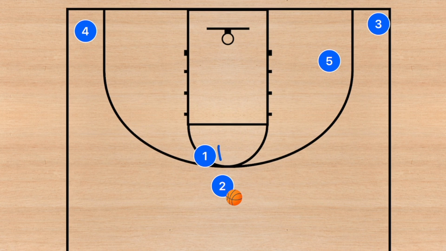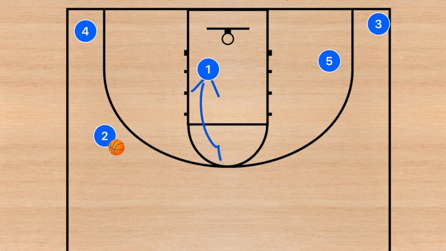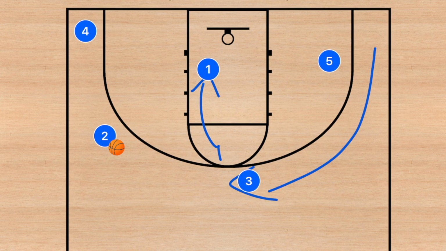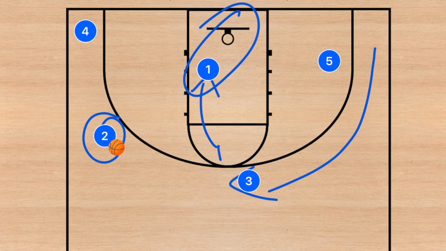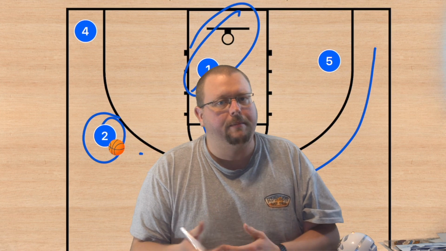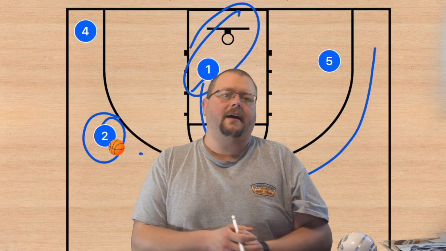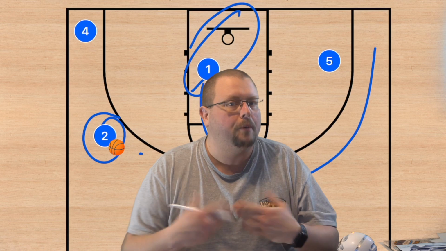Now we have player 1 rolling towards the basket, and we have 3 popping up towards the point, where now player 2 could take the 3-point shot, player 1 may have a layup, or we can swing it over to player 3 for a 3-point shot. That last one is a little bit more difficult, so for older teams it may be better, for younger teams maybe not so much. I hope that this video has helped you.